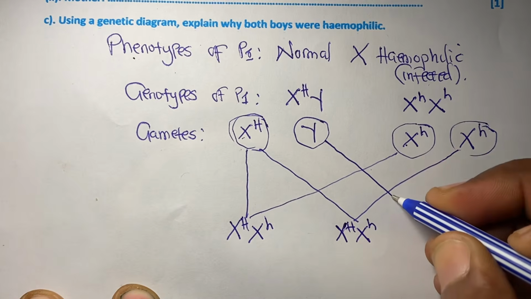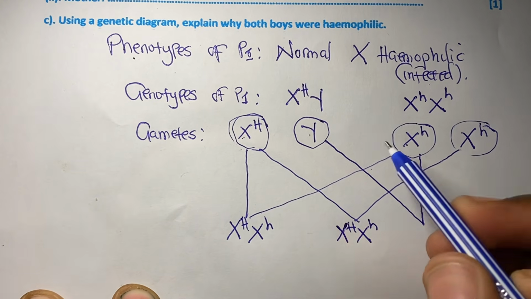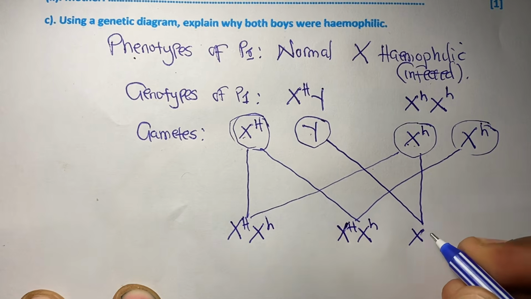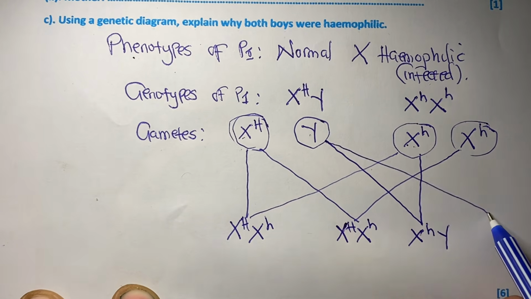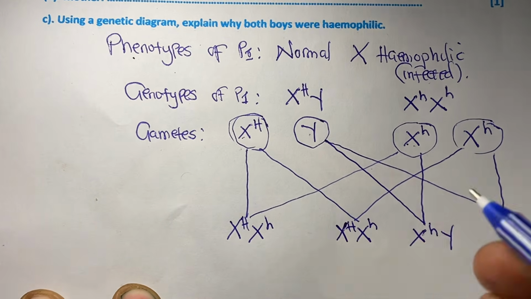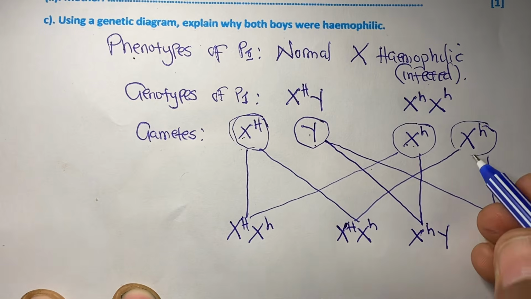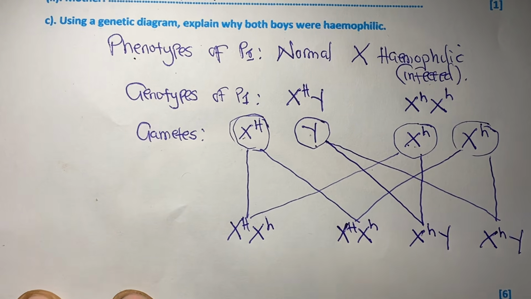So Y is going to be down here, and then this is going to come down here. So Y times X, we follow the alphabet, X to the power small letter H, and then Y. And then this one will come here, and then this one is going to come down here. Well, we're going to say Y times X, so this is going to be X to the power small letter H, and then Y.